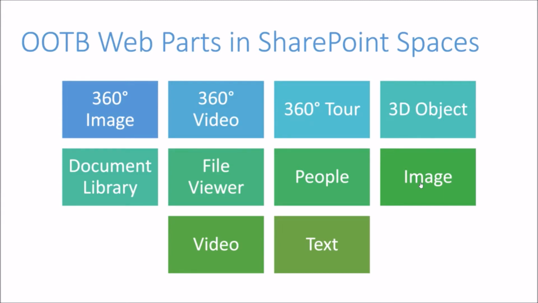This SharePoint space supports many web parts, by using which we can create our mixed reality portal very easily. Those web parts are 360-degree image, 360-degree video, 360-degree tour, 3D object, document library, file viewer, people, image, video, and text. So a total of 10 web parts are there.